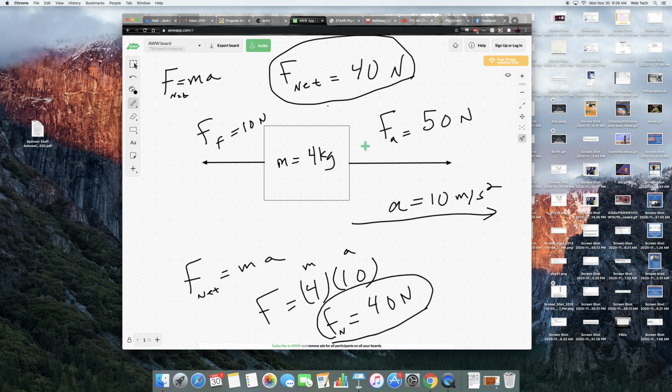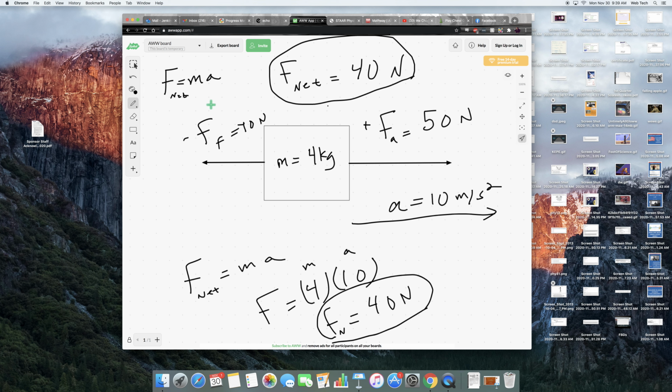Think about it. 50 newtons pulls this way. Friction is pulling this way by 10. Which one wins? The pull wins. But I have to subtract. This is a vector. This is in the positive direction and this is in the negative direction. I can say that's negative 10, and this is positive 50. If I add those two together, I'm really subtracting those numbers. That's 50 minus 10, which is 40.